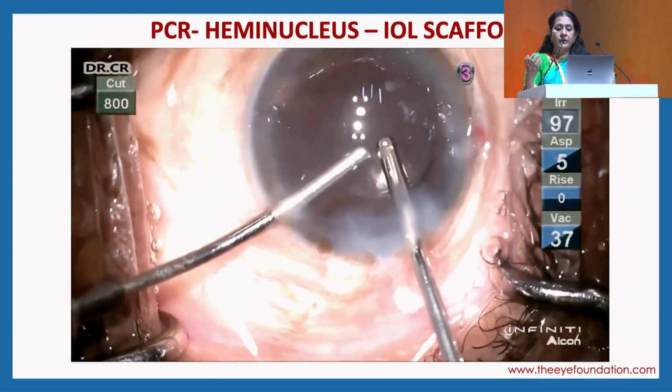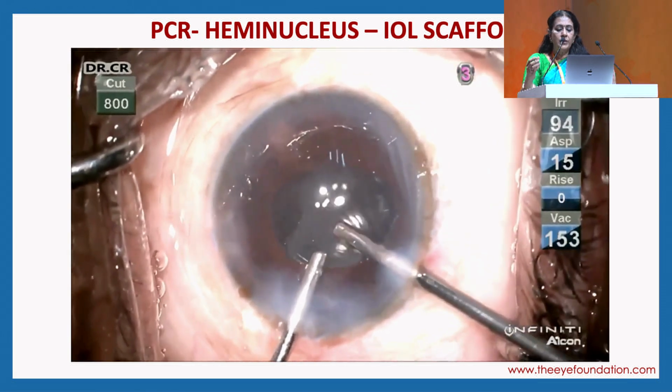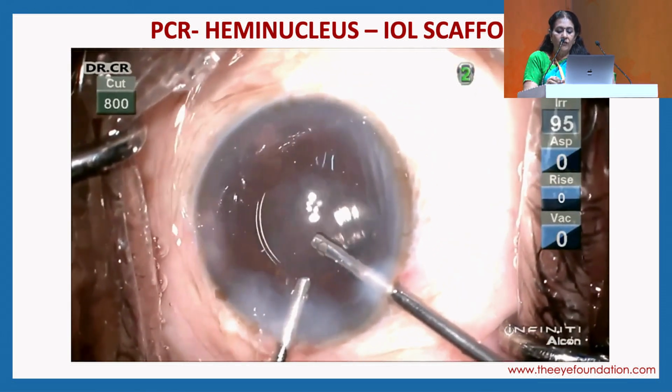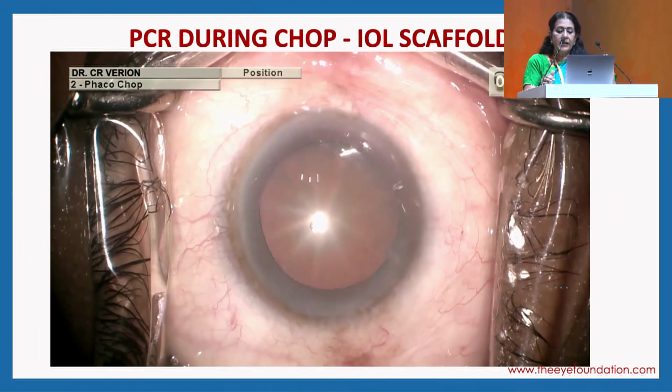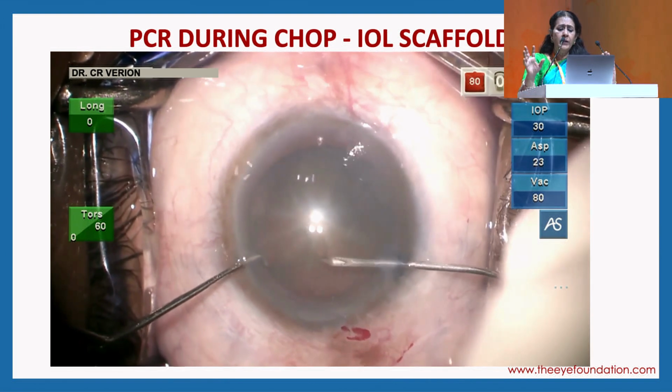I would inject Tricort, diluted Tricort. This could have been diluted even more, 1:10 dilution, and then do a complete vitrectomy, and I get myself out of this case.